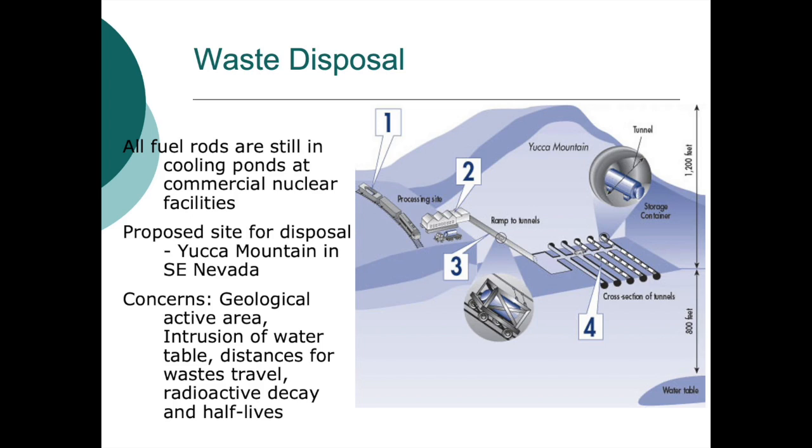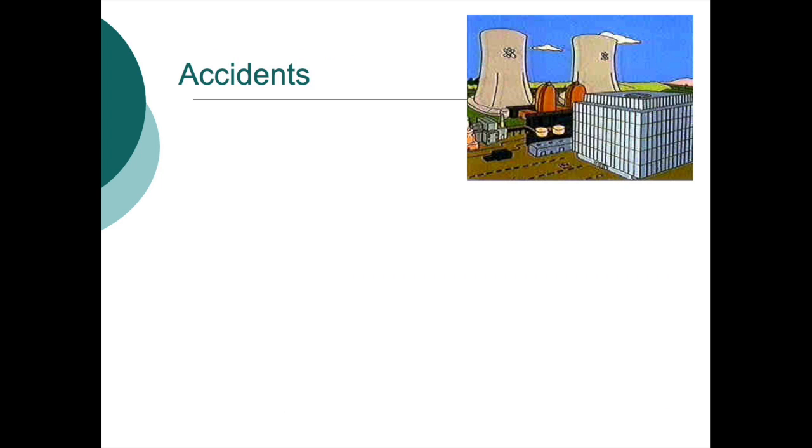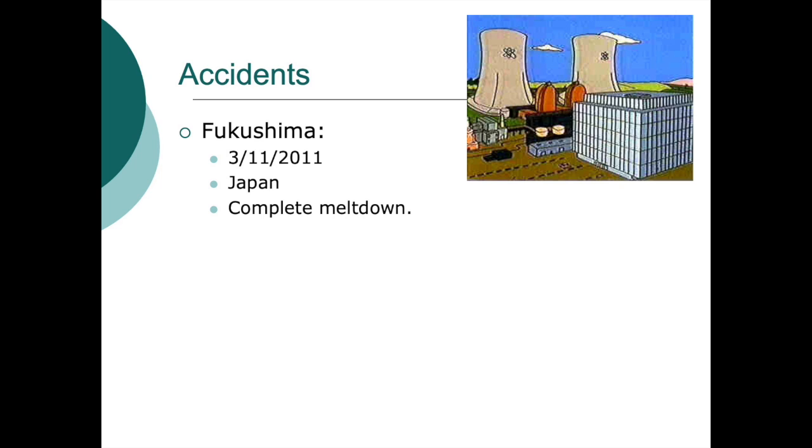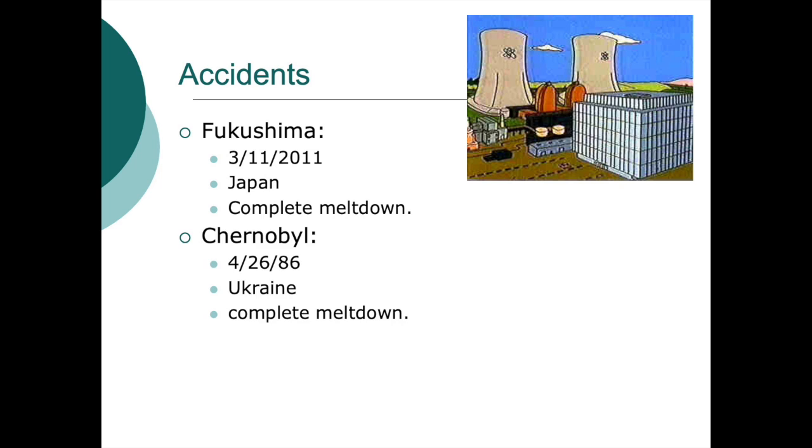Here's the problem with nuclear power. We don't have a good waste disposal system. Most of, or actually all of the spent fuel rods are still in the commercial nuclear facilities. We don't have them stored anywhere. And so we were going to put them into the ground in Yucca Mountain. That has never happened. It is a geologically unstable area, and there is a water table within close proximity.